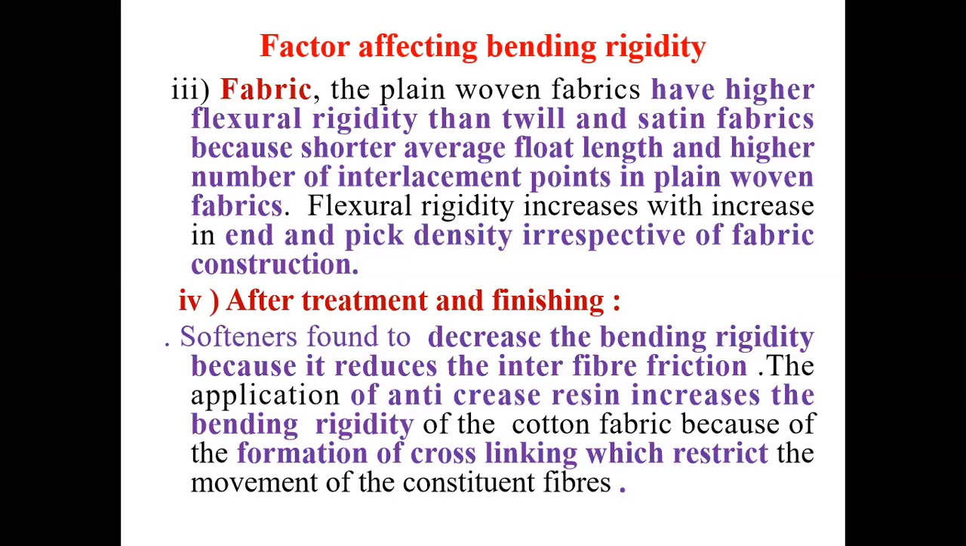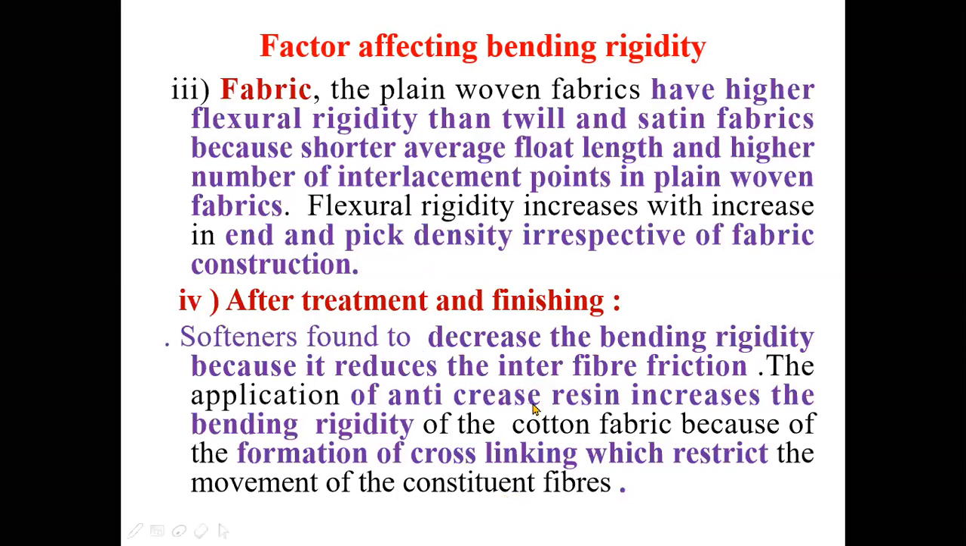And similarly, the macroemulsion will remain outside, on the surface of the yarn, and they will reduce the friction between the yarns. So because of the application of the softener, fiber to fiber friction as well as yarn to yarn friction will be reduced, and as a result the bending rigidity of the fabric will also be reduced.